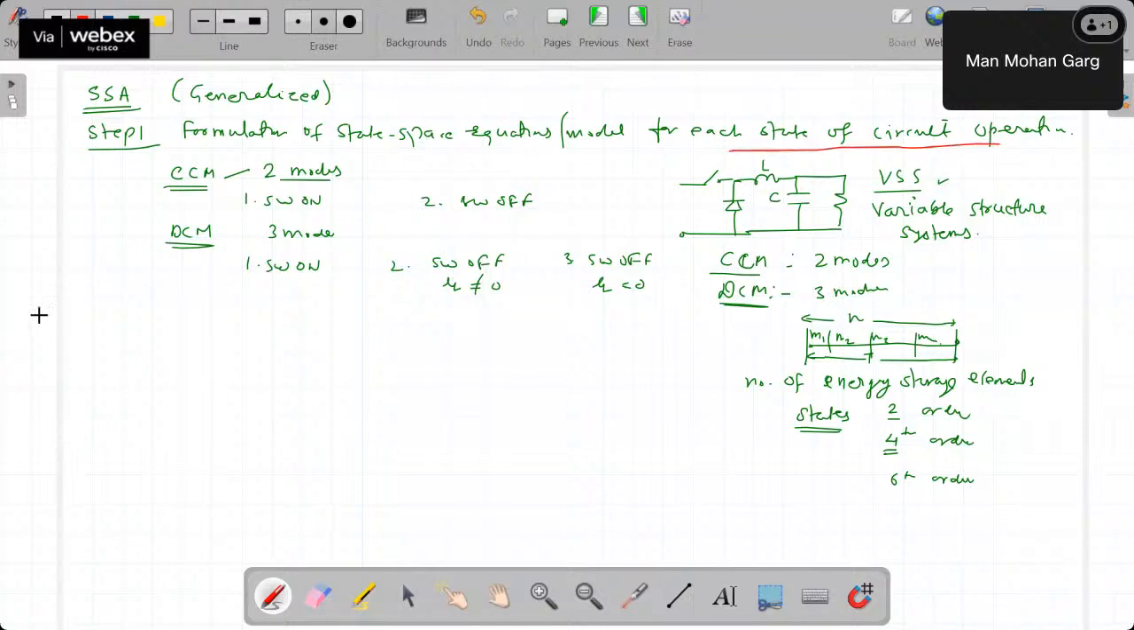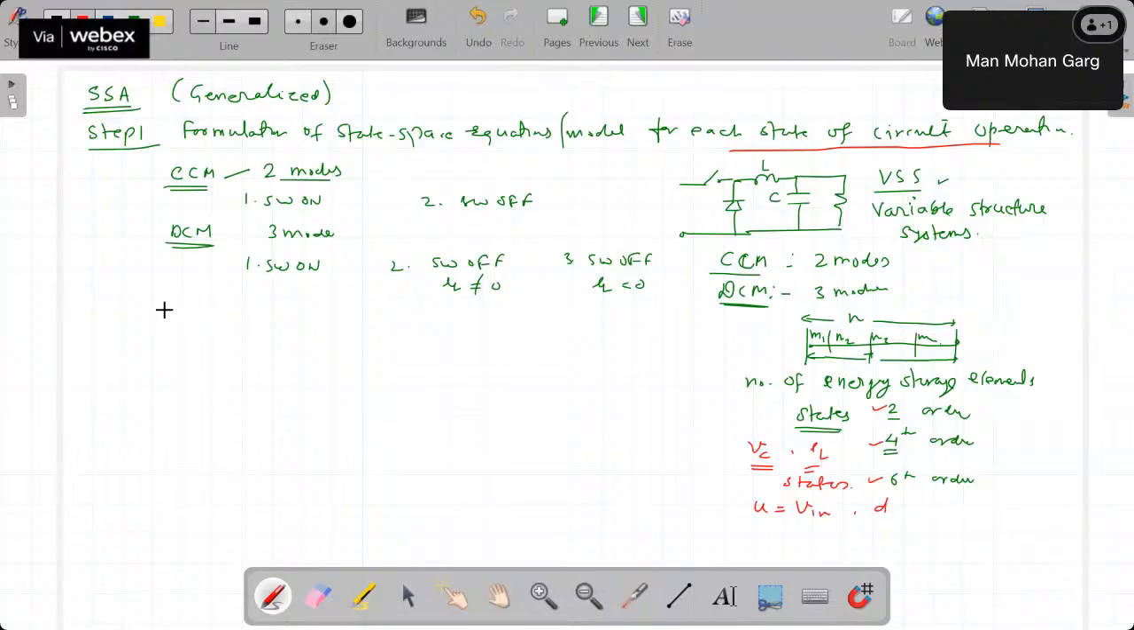So we will write equations. Now, what are the states we are taking? We take capacitor voltage and inductor current. They are chosen as states. Now we take the input. What is the input variable u? That is V input normally, and the control variable we take is D.